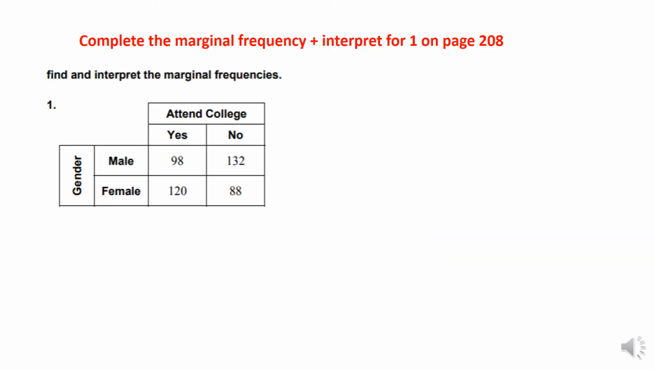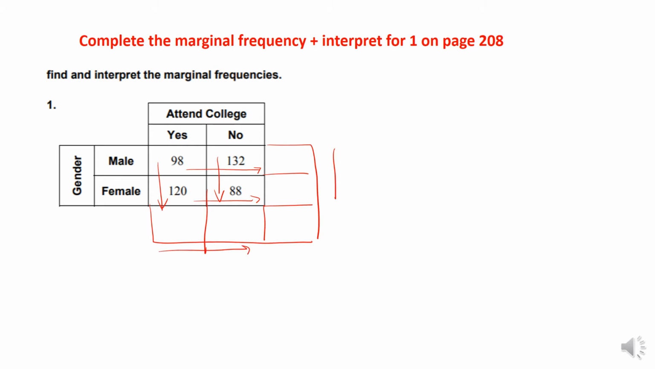Okay, so they want you to complete this marginal frequency and interpret it. So again, what you're going to do is add on a column for your totals, and you're going to complete the total here. You're going to find the total here. Then you're going to add these. Then you're going to add this. And then you're going to double check by seeing if these two totals match and give you your grand total. Go ahead.